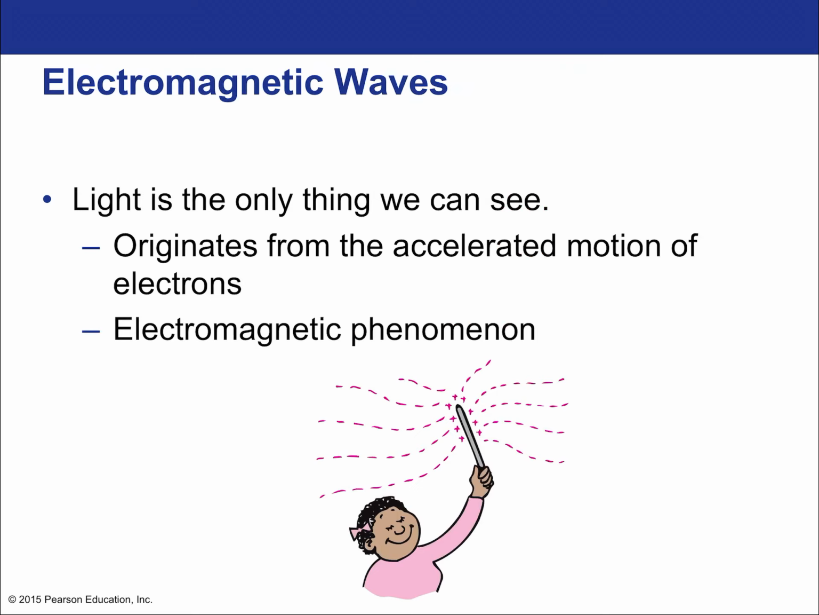So, light is the only thing we can see. All right, so we don't actually see objects; we just see the photons or light waves that reach our eye. It originates from the accelerated motion of electrons. Okay, all light comes from the accelerated motion of electrons. That may be because the electron is bouncing up and down, or maybe just because it's moving in circular motion, because both of those would be common types of acceleration that would naturally happen for electrons.